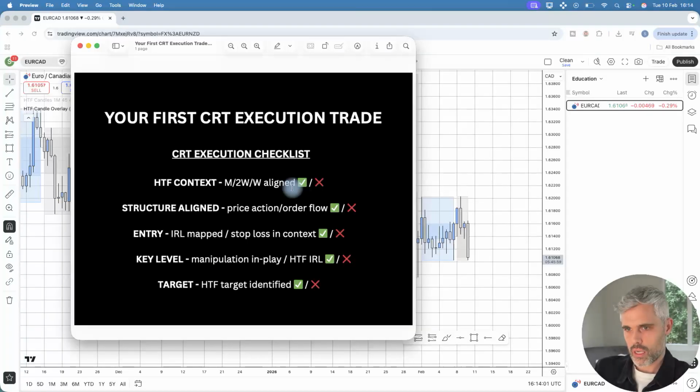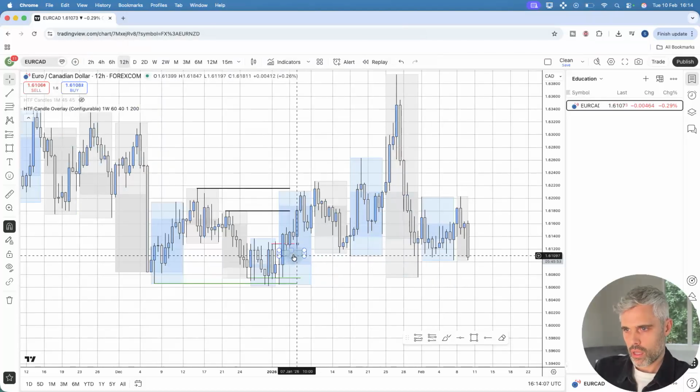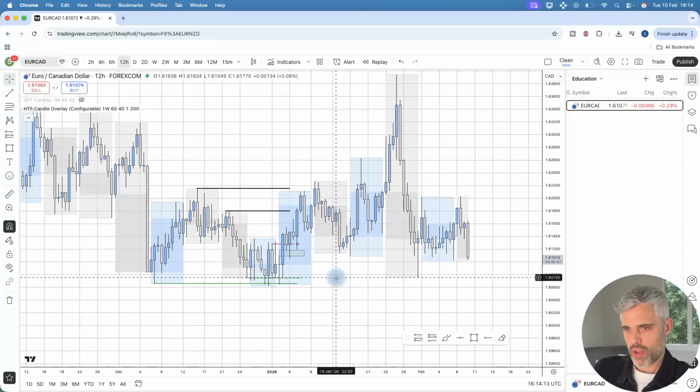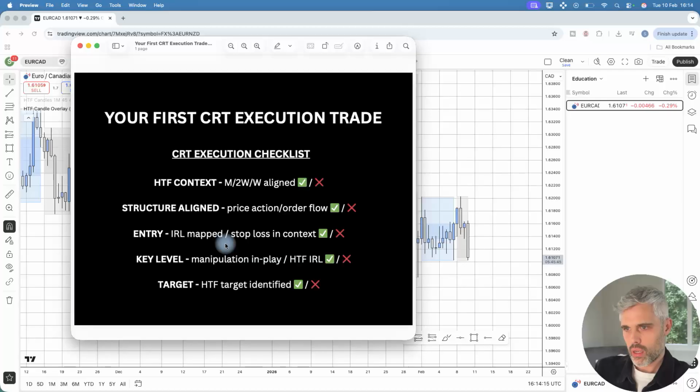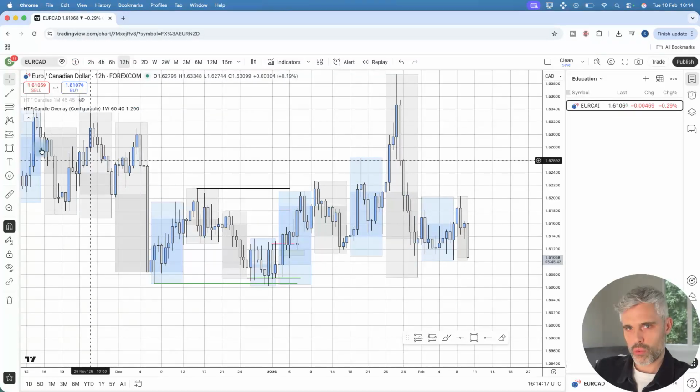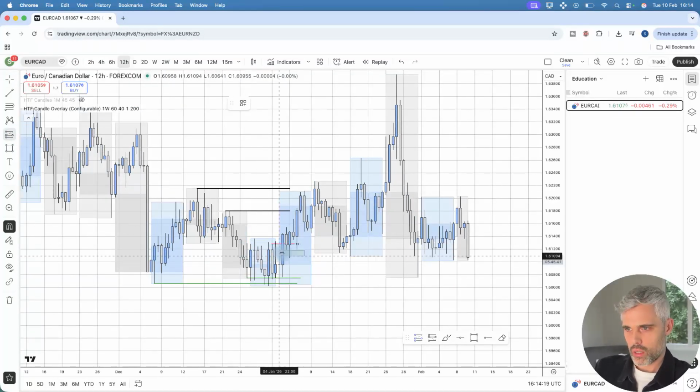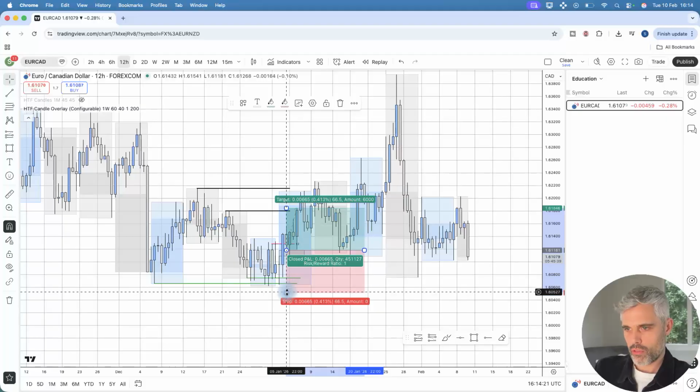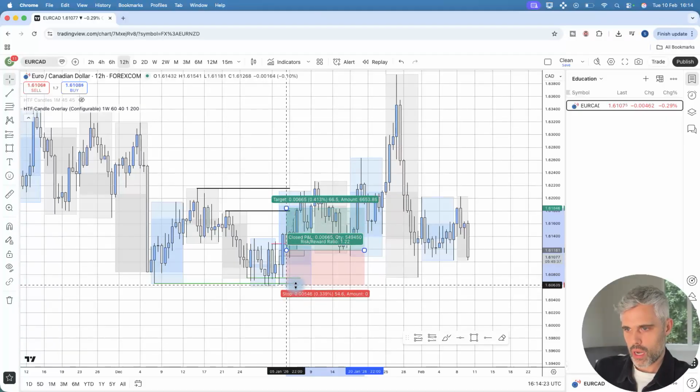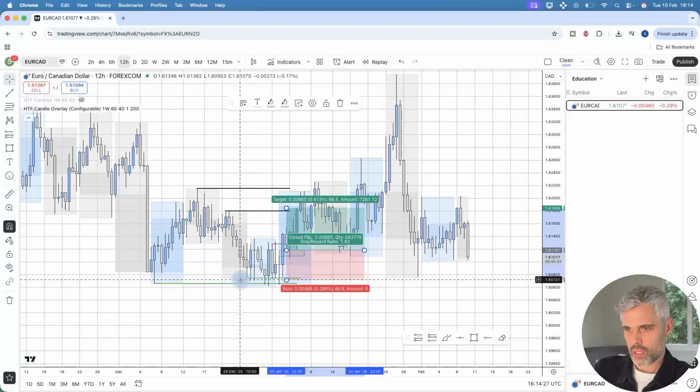So let's come back to our checklist. We have structure aligning. We have IRL mapped. We have the order block, the last sell to buy, as well as our bullish 12-hour fair value gap. Stop loss. Okay, so if we're going to take an entry, we want to enter from the fair value gap, and we can either cover the swing point or the liquidation of the previous candle.